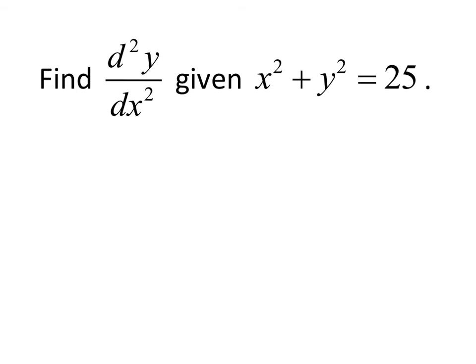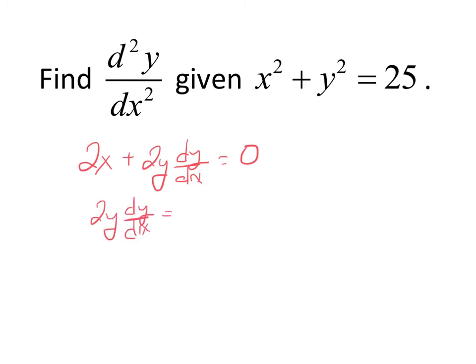Now we've got this nice little circle, and we have to find the second derivative. So second derivative of y. Same thing, the derivative of x squared is 2x, the derivative of y squared is 2y dy dx, the derivative of 25 is 0. Solve for dy dx. So our first derivative is negative 2x over 2y, or negative x over y.